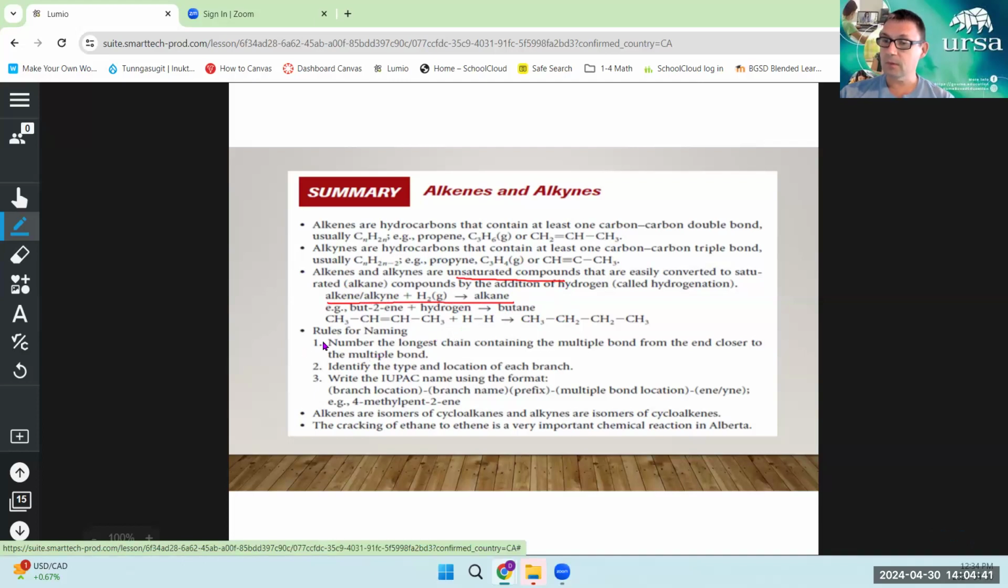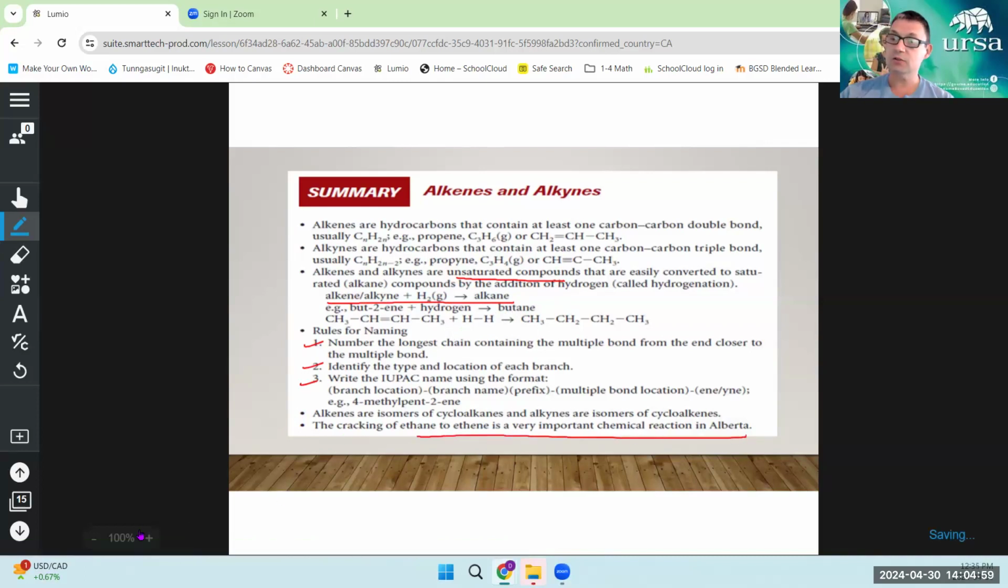Now, naming it: number the longest continuous chain containing the multiple bond, identify the type and location of each branch, use the format we've talked about, and remember, alkenes are isomers of cycloalkanes, and alkynes are isomers of cycloalkenes. And when these are broken down, that's certainly something that's key and integral to the petrochemical industry in Alberta.